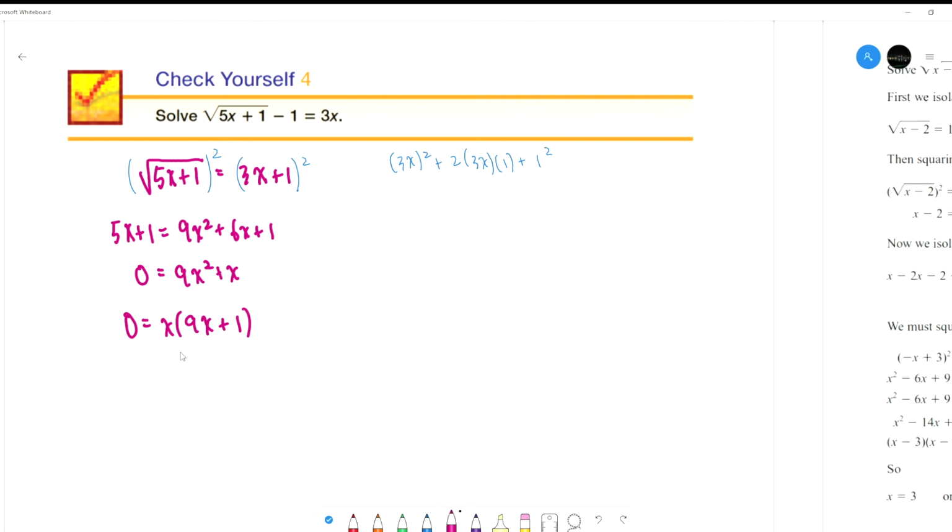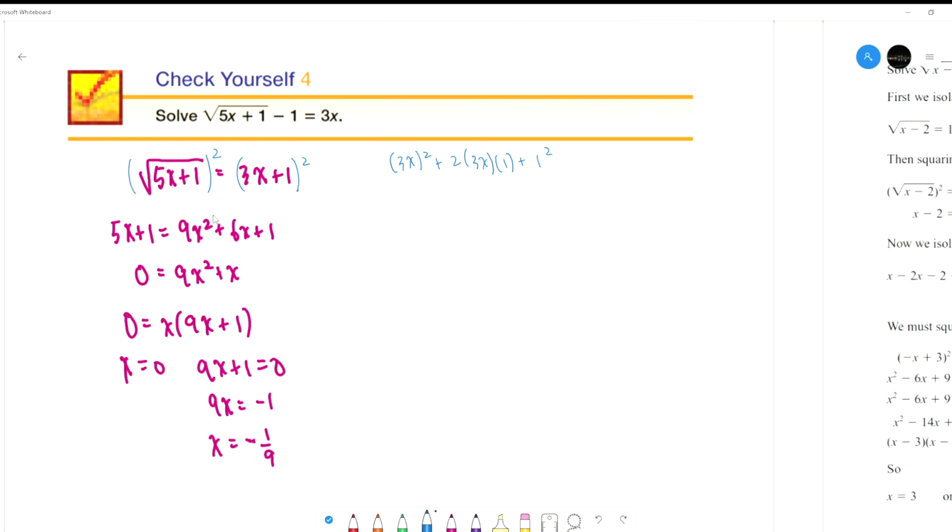So how many people got up to this point right here? So this is 9x equals negative 1. So how many people got up to this point? x equals 0 and x equals negative 1/9. Before we continue, what errors were made? Did you get up to the factors? Okay. Well, then you'll know what to do next.